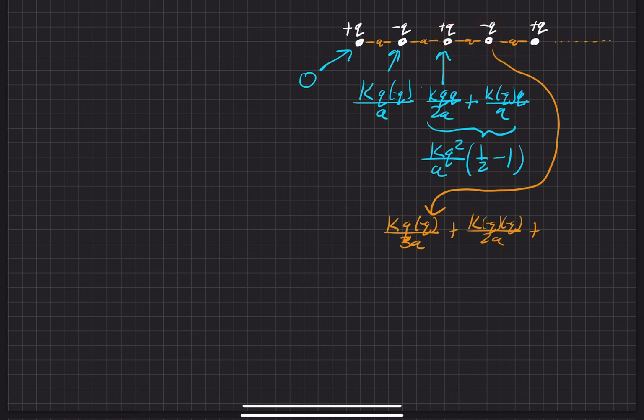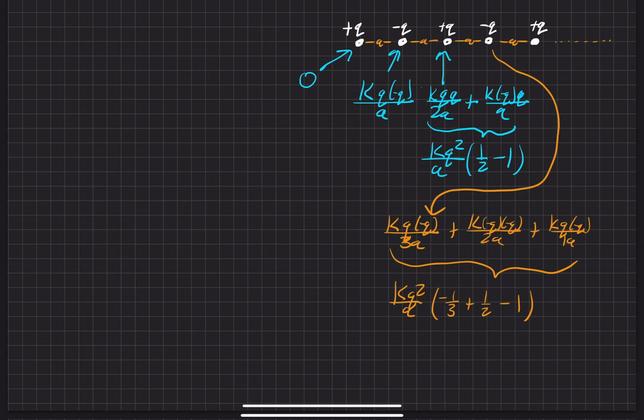So that is k times q times negative q over 1a away. And then again, we'll distill this down to something simple. Pull out a q squared from everything and an a from everything. And what's left is a negative 1/3, and then plus a 1/2 minus a 1 here, right? And then we keep doing this on and on and on and on.